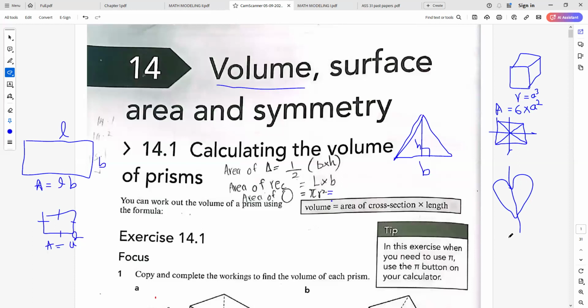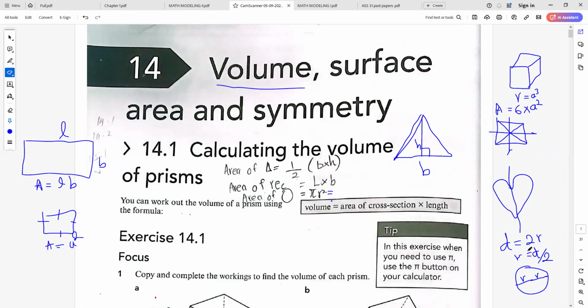We know that the diameter is equal to 2 times r in a circle. If this is the center of the circle, this is the radius and this is the diameter. So this is r, this is also r. So the diameter is equal to 2r. Now we can say r is equal to d by 2.